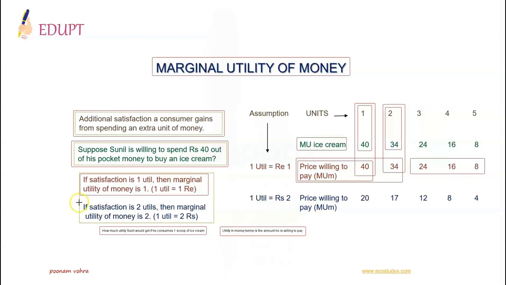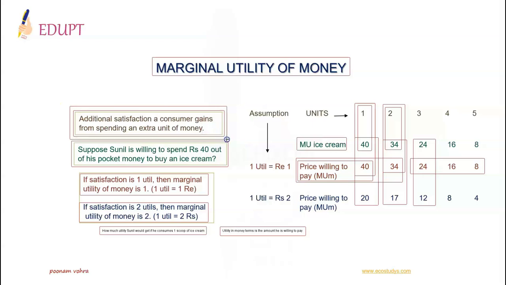But if satisfaction is 2 utils, then marginal utility of money is 2. Then Sunil is willing to pay half the amount, that is 20 rupees for the first unit, 17 rupees for the second unit, 12 rupees for the third unit, and so on. So marginal utility of money is the additional satisfaction a consumer gains from spending an extra unit of money.